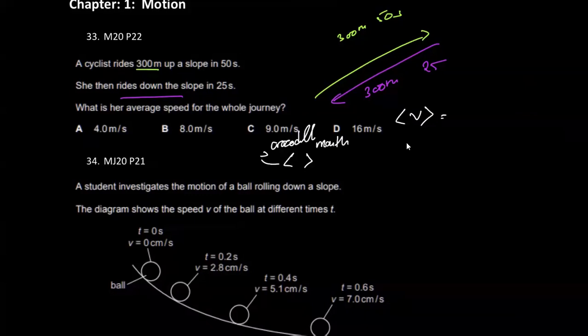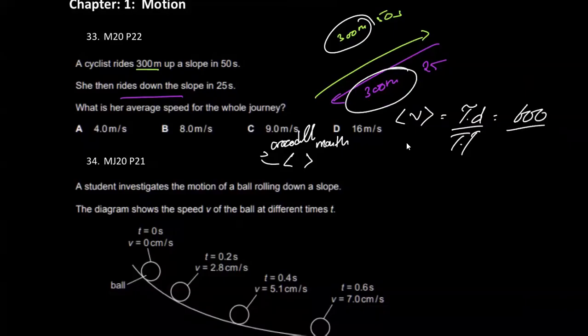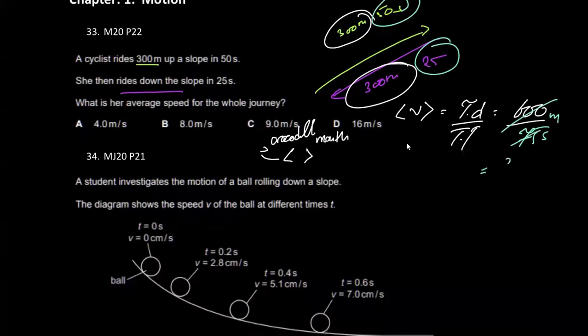So they represent that you're taking average. So this is equal to total distance over total time. The total distance is 300 meters plus 300 meters, that is 600 meters. And the total time is what? 50 plus 25, that is 75 seconds. So the answer is 8 meters per second. Is this question clear? Easy peasy lemon squeezy, right?